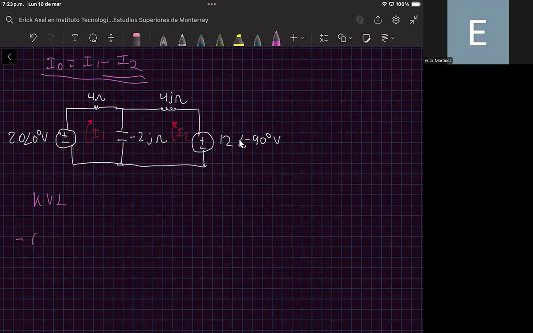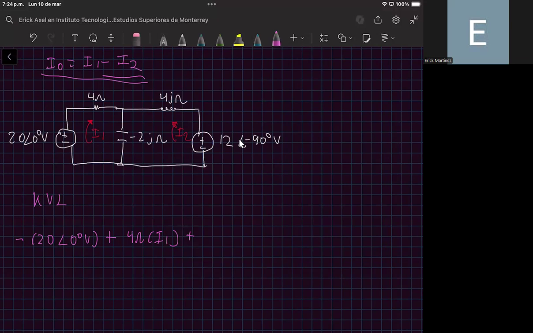So we have minus 20 with an angle of 0 degrees volts plus, and remember, I will make the assumption that the drop in voltage in this element is positive. So I need to multiply 4 ohms times I1. I am making that assumption, okay? And the current that is flowing through this capacitor should be equal to the difference in currents between the two meshes.